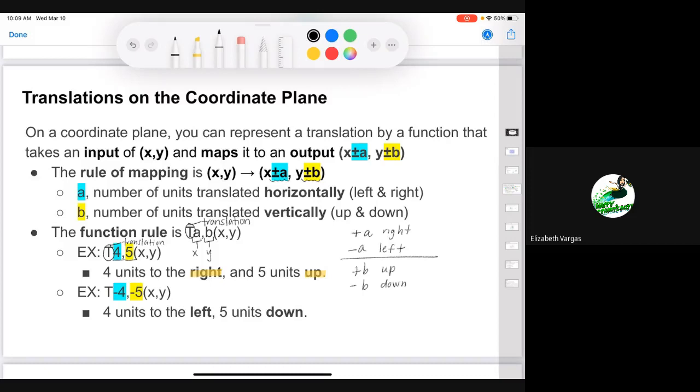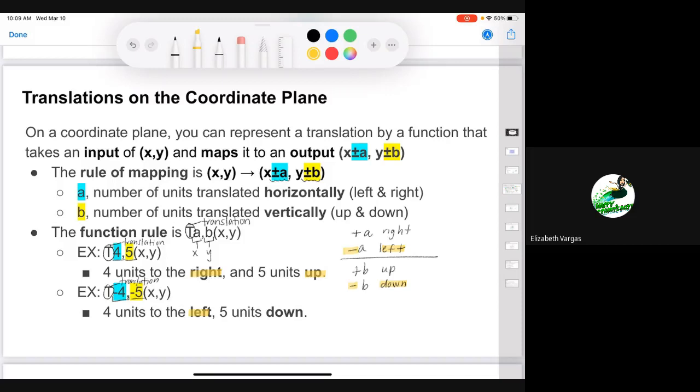Okay. So for example, I have this other one. As you can see, I have a translation, but this time I have a negative 4. So that means I'm moving to the left 4 units, right? Left because it's a negative. I also have a negative 5. Well, because I have a negative, I am moving down.